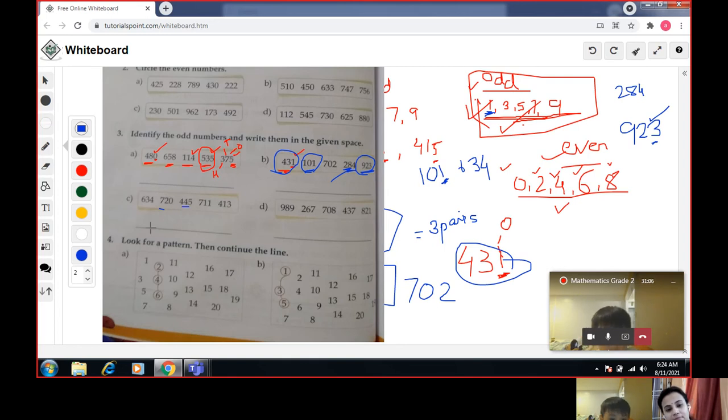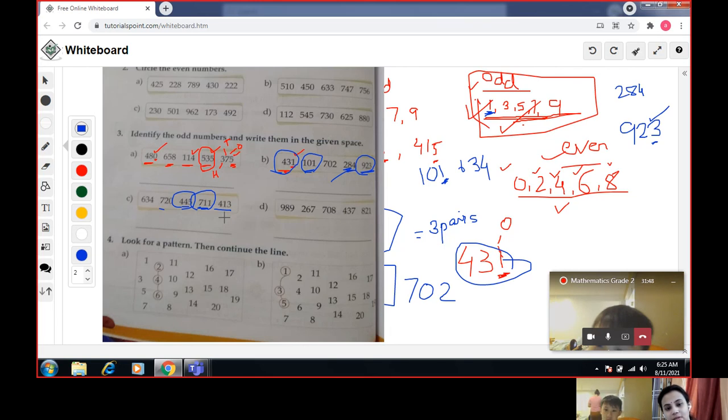Now tell me the next one, 445. It's odd. Correct, this is odd. Now tell me the next one, 711. It's odd. Correct, this is also odd. Now tell me the next one, 413. Is this even or odd? I think odd. Correct, this is also odd.